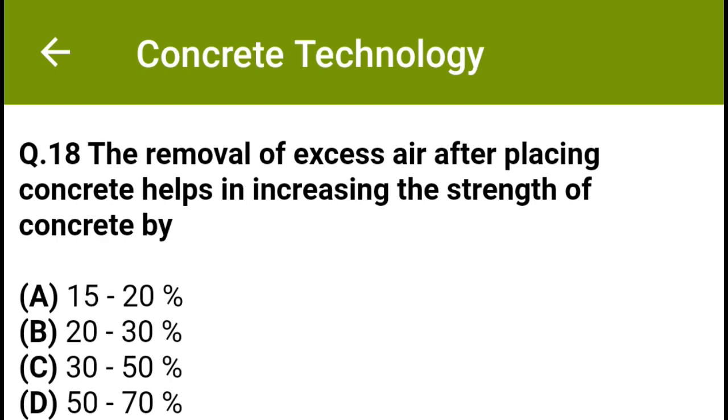The removal of excess air after placing concrete helps in increasing the strength of concrete by: option A, 15 to 20%, option B, 20 to 30%, option C, 30 to 50%, option D, 50 to 70%. The correct answer is option A, 15 to 20%.